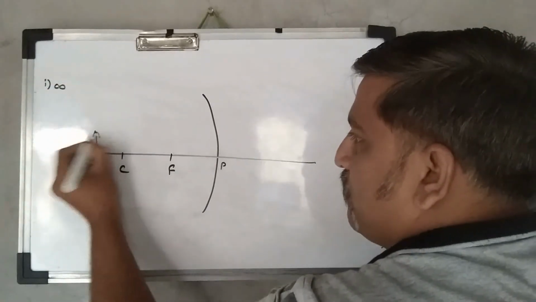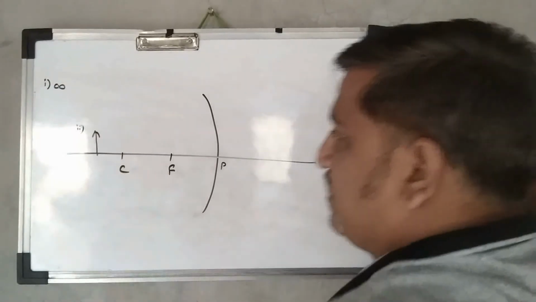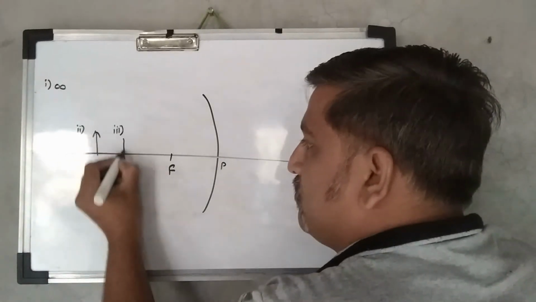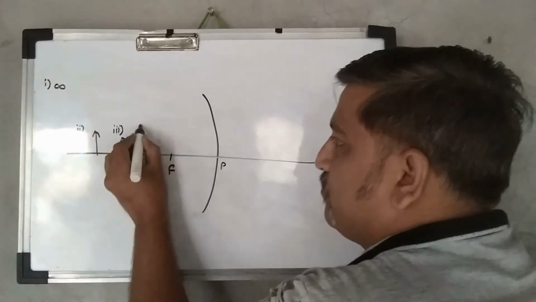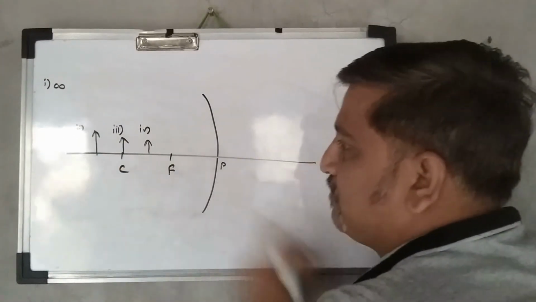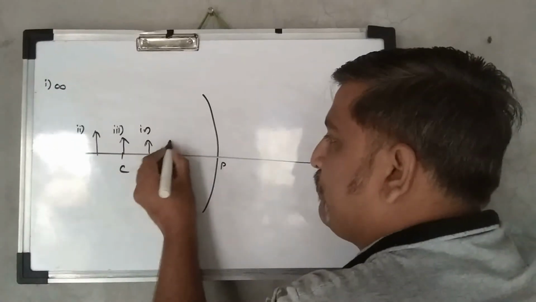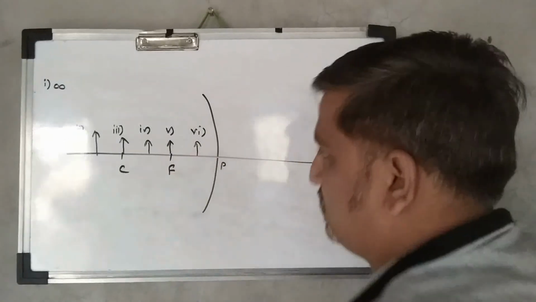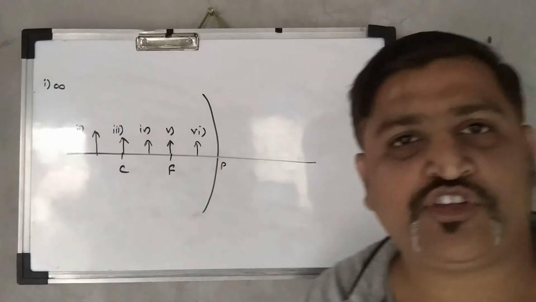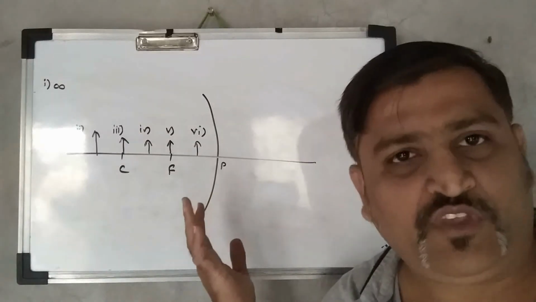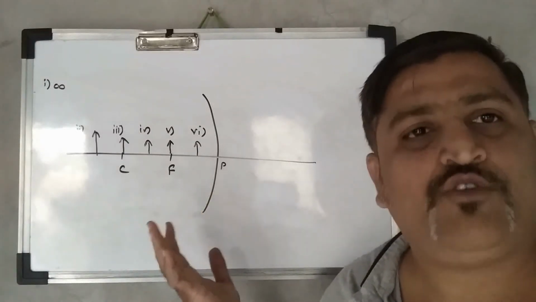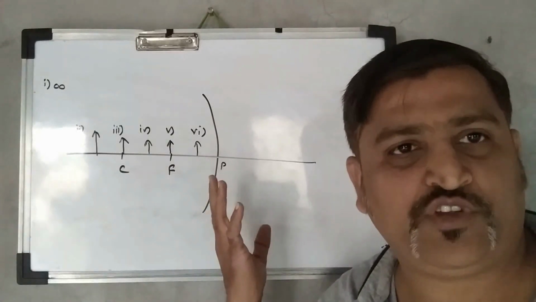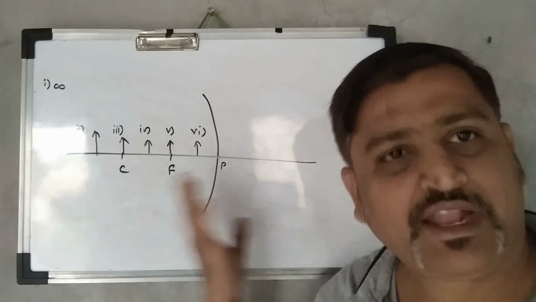Second, the image of the object which is beyond the center of curvature, image of the object which is on the center of curvature, image of the object which is between center of curvature and the focus, image of the object which is at the focus, and the image of the object which is between pole and the focus. These different positions of the object we are going to see, and how the concave mirror forms the images at all these different positions of the object in front of it. That we are going to study.